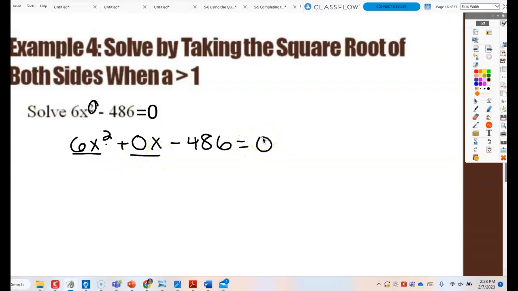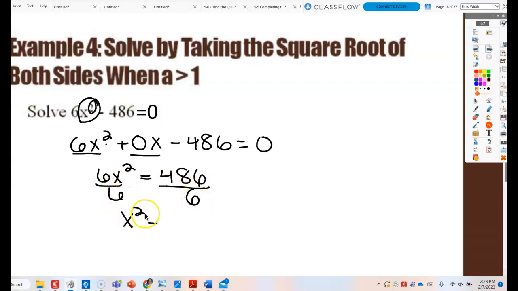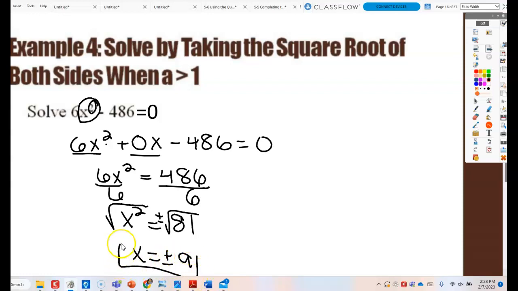So what we're going to do is solve or isolate x squared. So I get 6x squared equals 486. Divide by 6. I get x squared equals 81. How do you get rid of the squared? You take the square root. And I get x equals plus or minus 9 again.